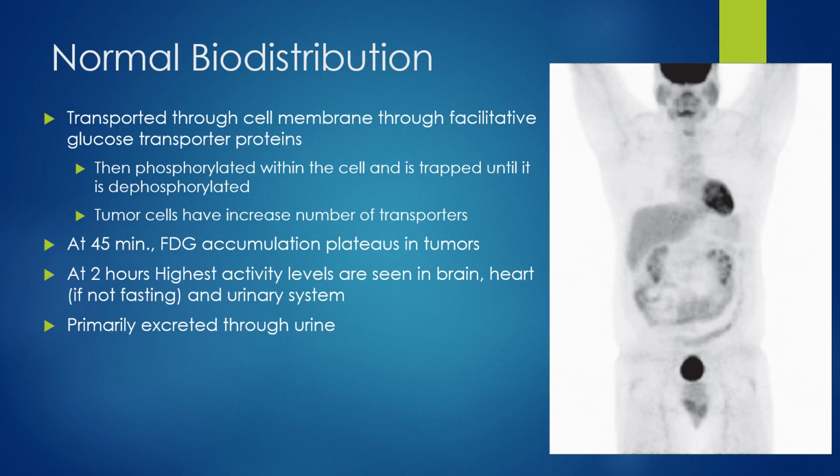At 45 minutes, the FDG accumulation plateaus in tumors. So technically you could scan them anytime after that. That's the bare minimum. And then at 2 hours, the highest activity levels are seen in the brain and the heart, if they're not fasting, and in the urinary system. And FDG is primarily excreted through the urine, so it's normal to see the bladder being very hot, ureters, and also the kidneys.